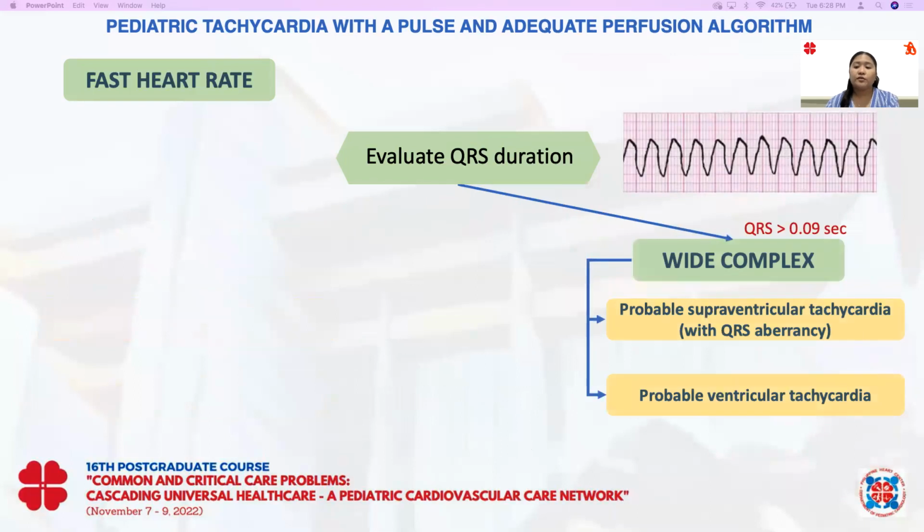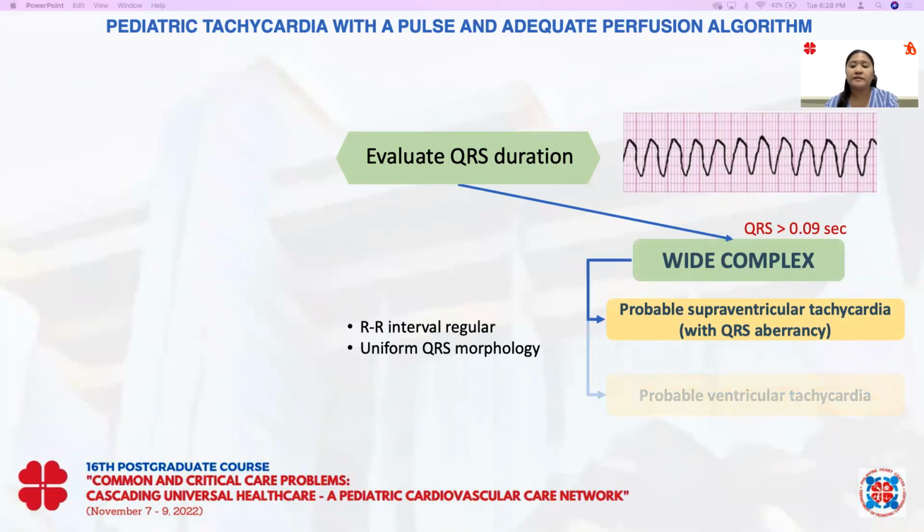Now, for wide QRS complex tachycardia in a child with adequate perfusion, consider SVT with aberrancy or ventricular tachycardia. Honestly, it is quite difficult to differentiate SVT with aberrancy and ventricular tachycardia. So, in infants and children, if you see a wide complex tachycardia, treat it as presumed ventricular tachycardia unless the child is known to have aberrant conduction.